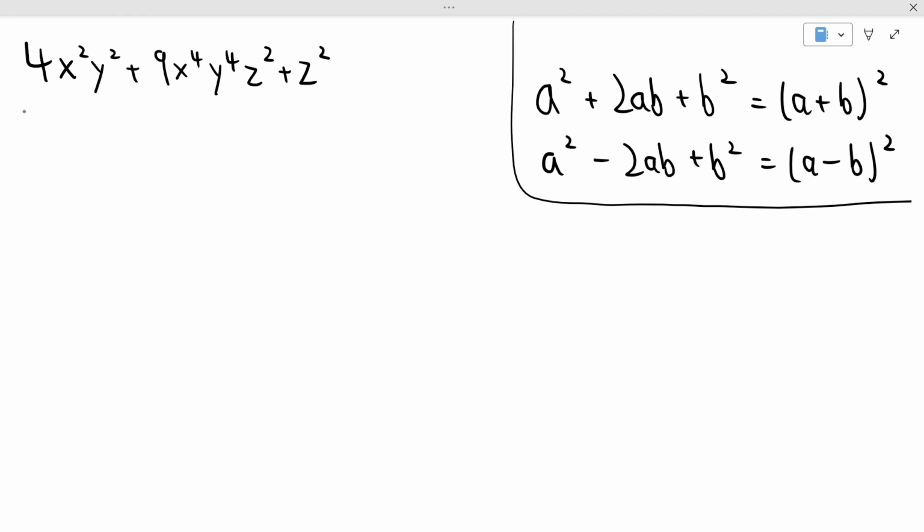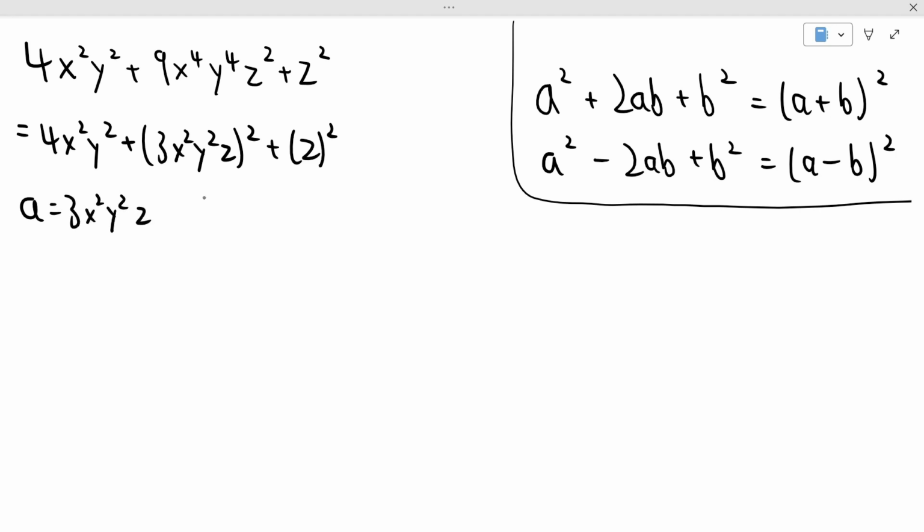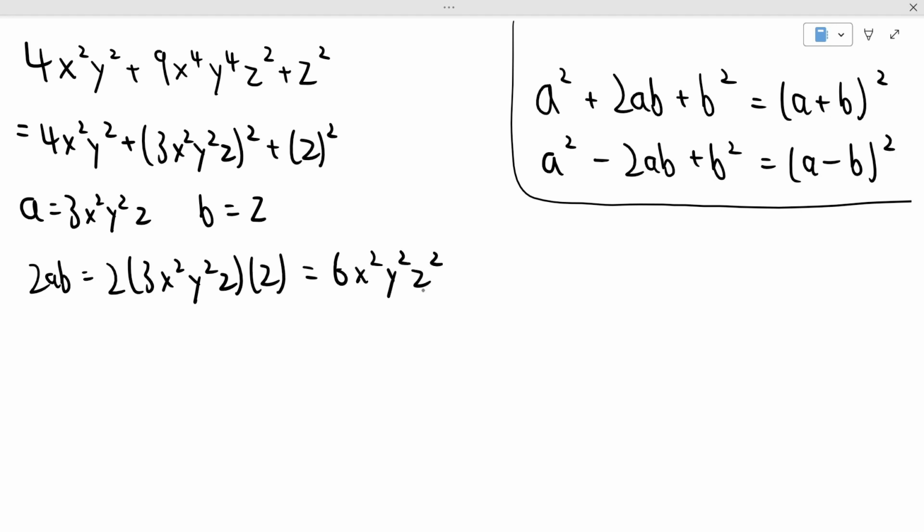So now let's try the remaining option for which of the two terms we can choose as our square terms, which is choosing the second and third terms to be the square terms. We can rewrite the expression as 4x squared y squared plus 3x squared y squared z all squared plus parentheses z all squared. So this means we can set a equals 3x squared y squared z and b equals z. So this means 2ab equals 2 times 3x squared y squared z times z, which equals 6x squared y squared z squared. And we can see again that this definitely doesn't match our remaining term, 4x squared y squared. So this means the perfect squares formula cannot be used with this choice of square terms.